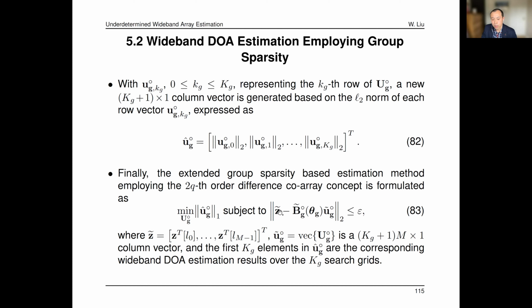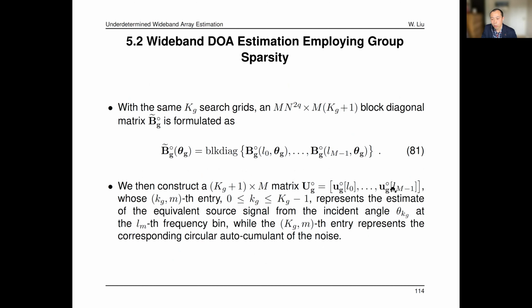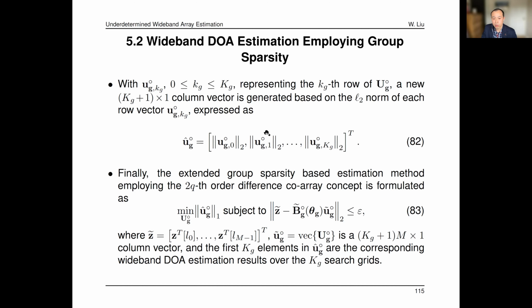So here, z tilde is where you put the data for different frequencies into this long vector. Also, you do the vectorization of this data matrix. Basically, you put all these vectors together to form a new long vector. And this is a typical method to achieve this group sparsity.